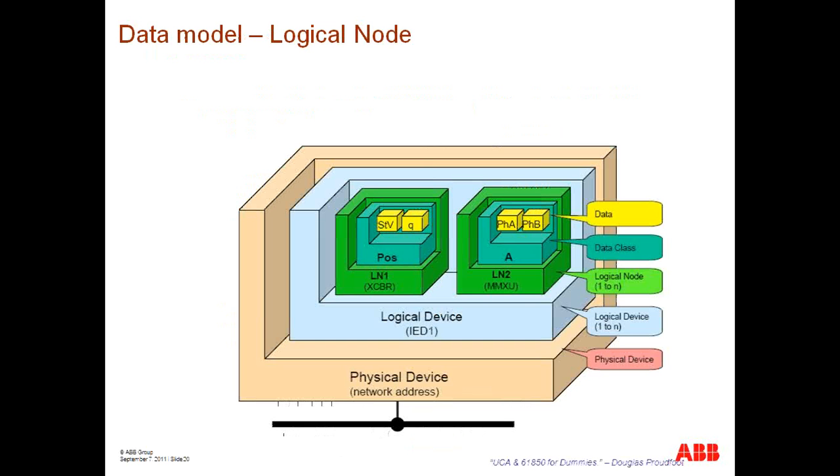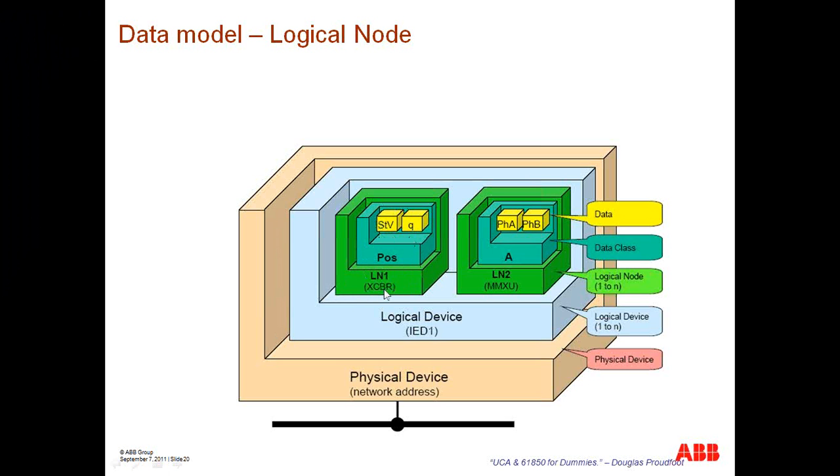When looking at the data model, and looking at the logical node, we essentially have a physical device, which serves as the outer boundary, or the physical casing, of an IED. Then we have what's called a logical device, which is all it is: you can group logical nodes or functions within logical devices.